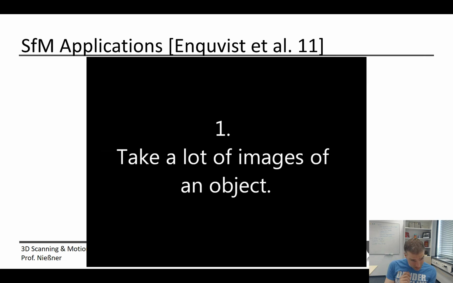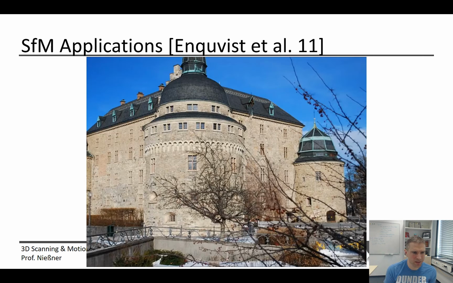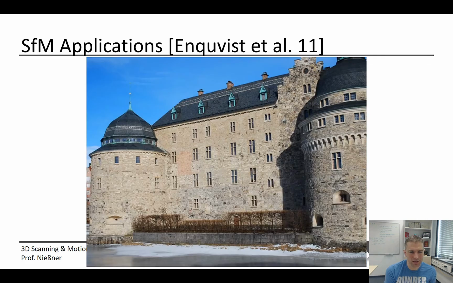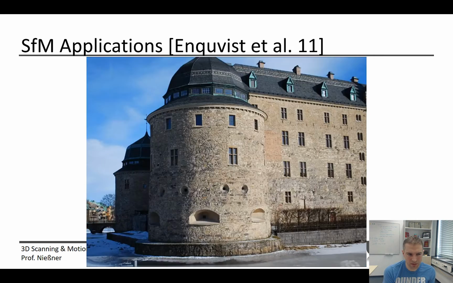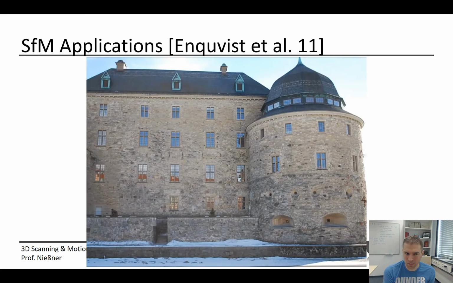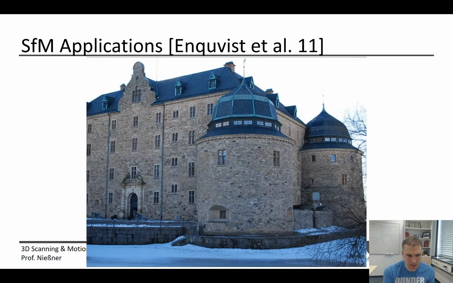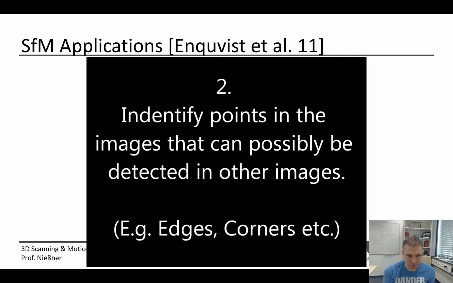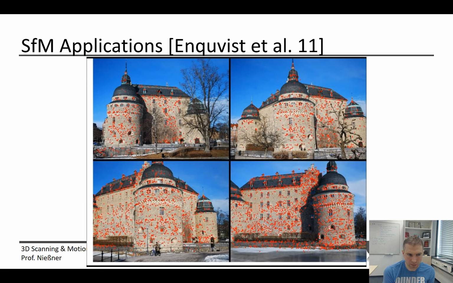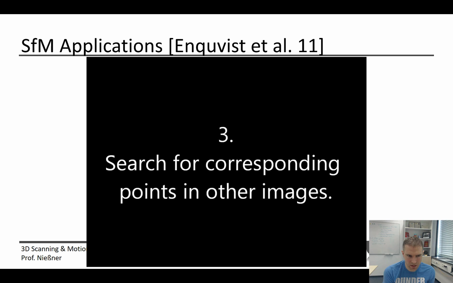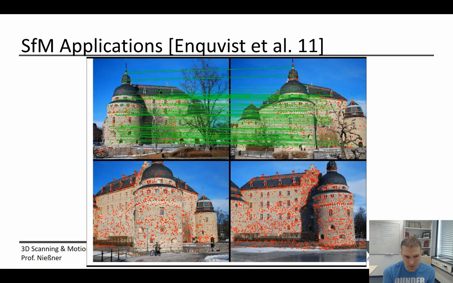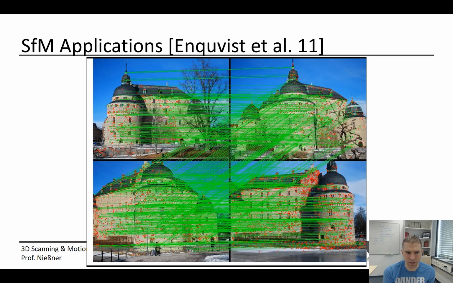There are also more applications. I found this one pretty cool. This is an application from Enqvist et al. in 2011. It's a very nice demo pipeline for structure from motion. They took a bunch of images of this castle, and they do the pipeline that we described. First, they identify key points. Here they have the key points in all of these images. Now they search for correspondences between those key points. Now they have correspondences. They do this between every image pair.